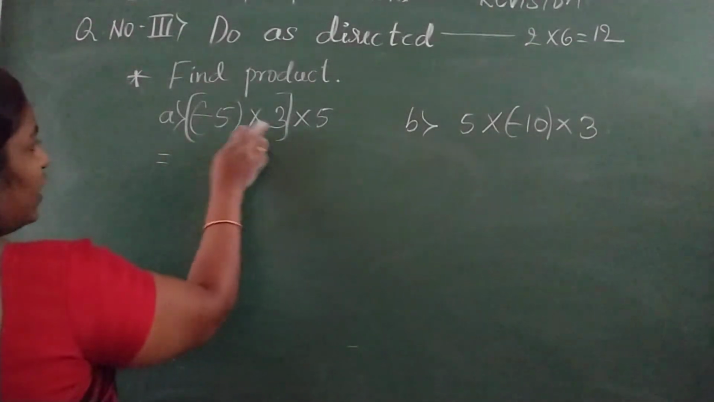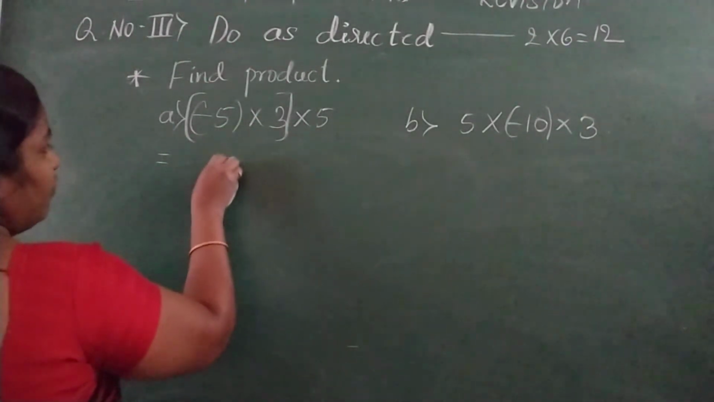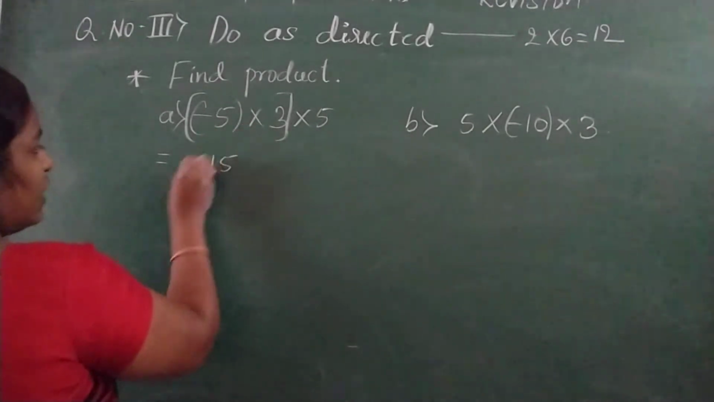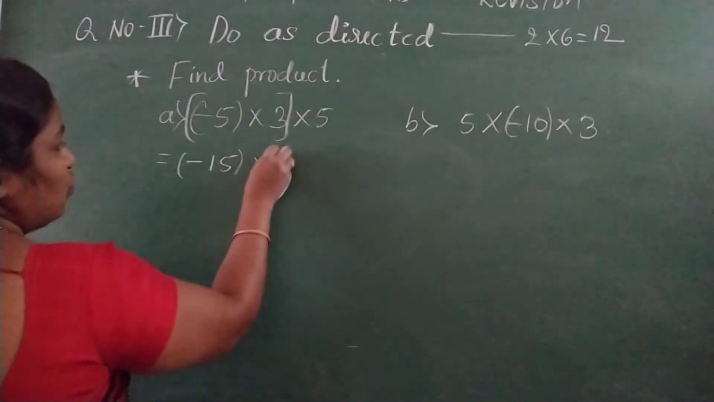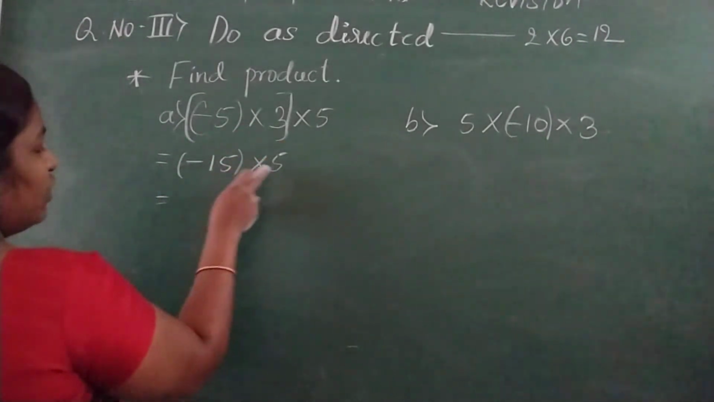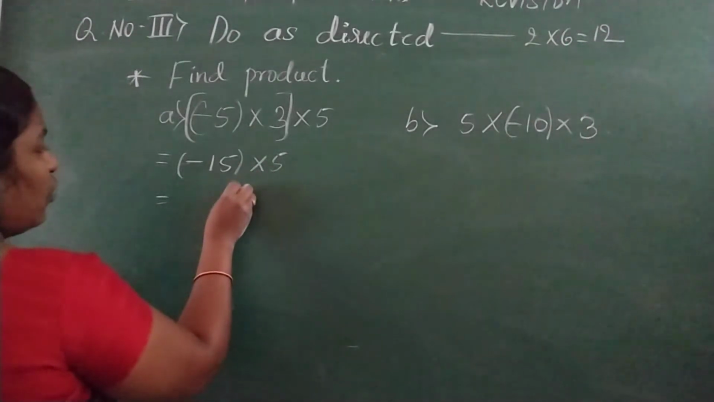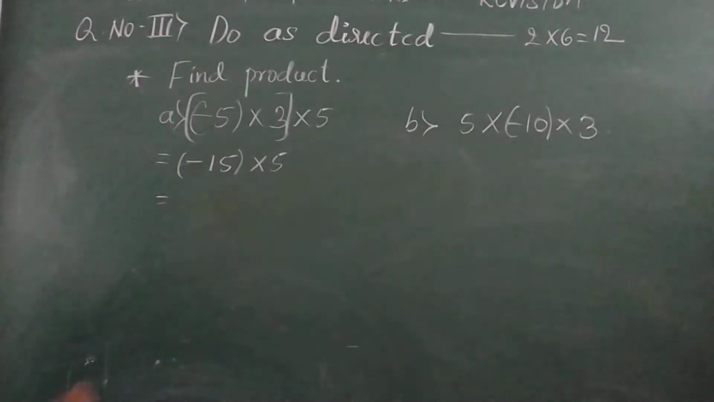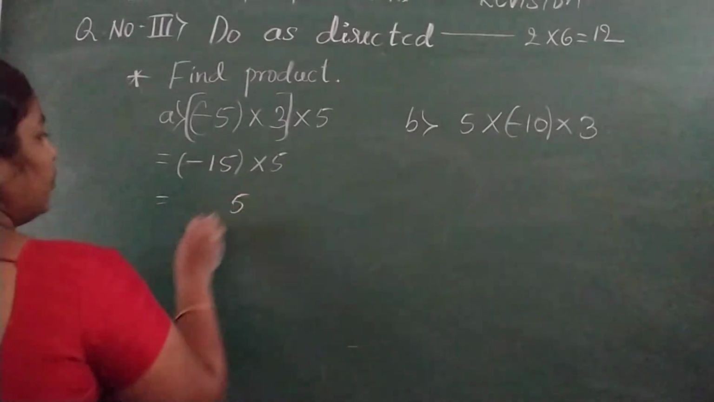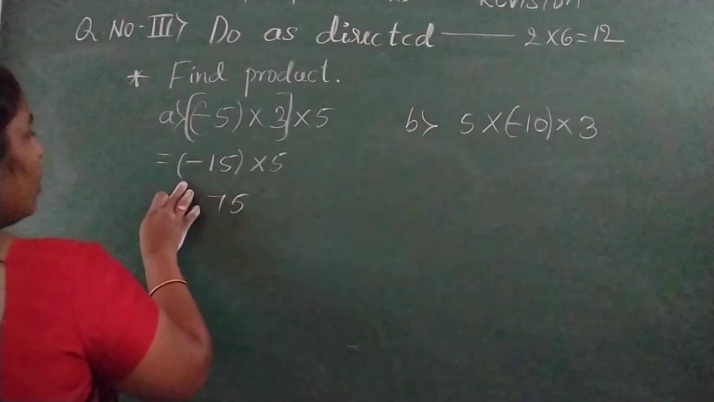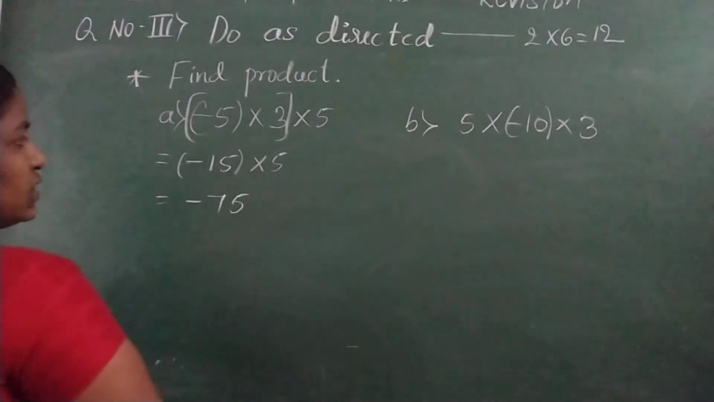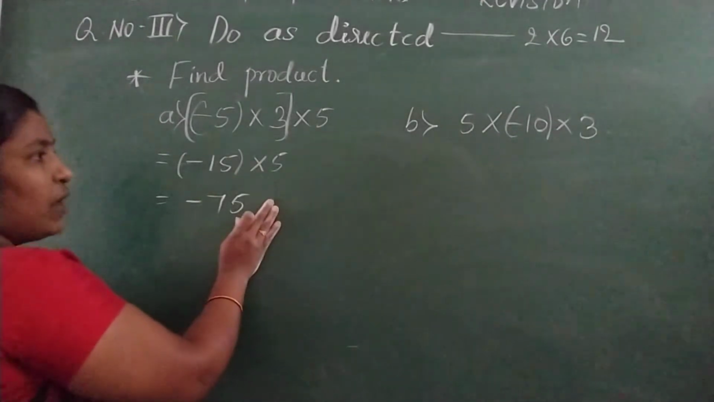So minus 5 into 3. 5 3s are 15, minus into plus minus. Then into 5. What is 15 5s? 75, minus into plus minus. This is the answer for this, 1 mark.